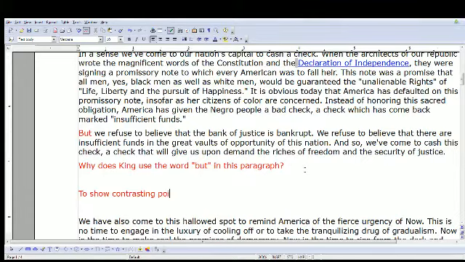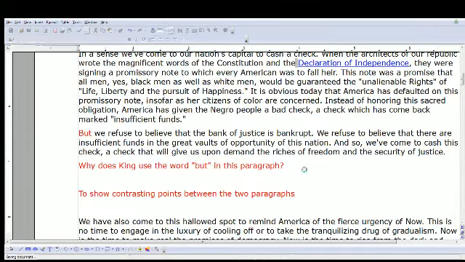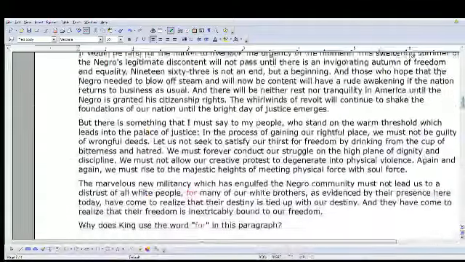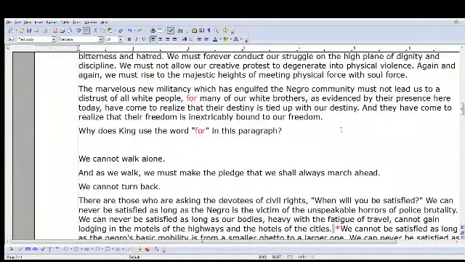contrasting points between the two paragraphs. Obviously, if you're using a word like but, or however, or in contrast, the writer's trying to show how two ideas are different. Right? That would be something that you would think about. Now, if the writer uses therefore, then that's showing more cause-effect. Let's see if I can give you another one here, like this one here.